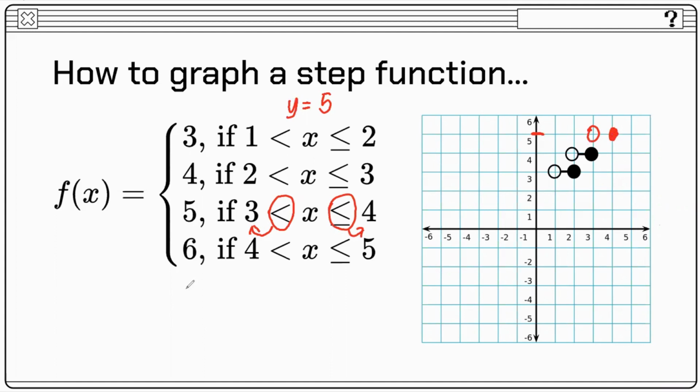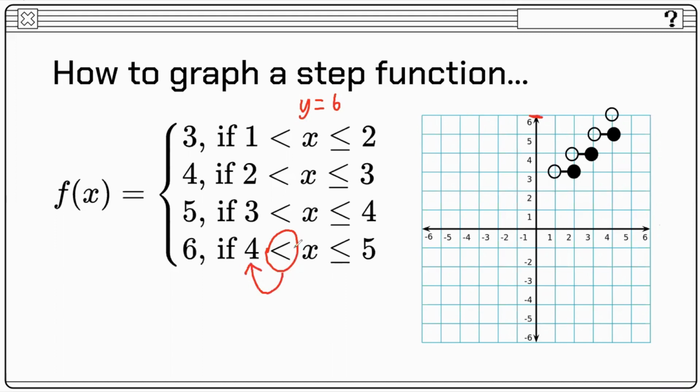And once you've graphed your 2 points, you can go ahead and connect them with a line and do that once more for your last linear equation. It's f of x equals 6 if 4 is less than x is less than or equal to 5. So your horizontal line in this case would be y equals 6, which would be right here. And looking at your domain, it's 4 is less than x is less than or equal to 5.